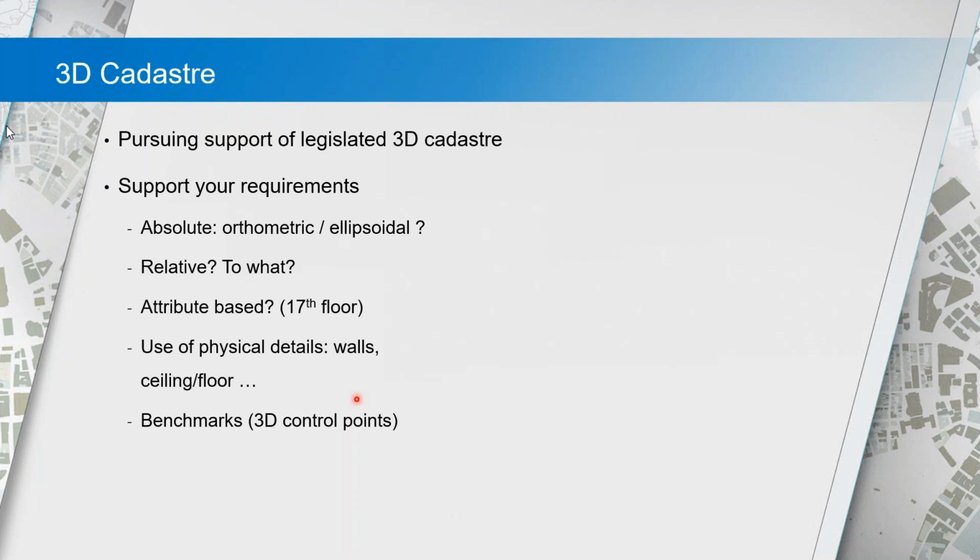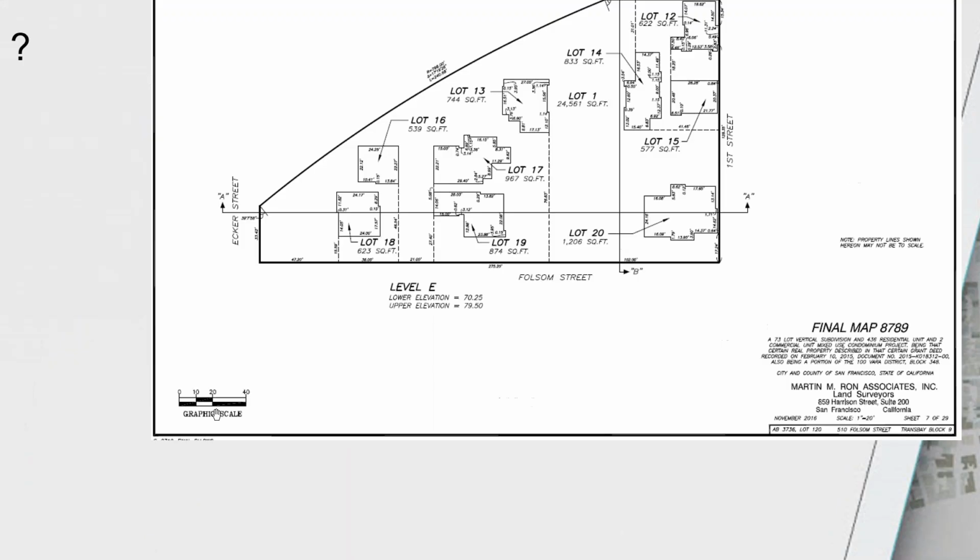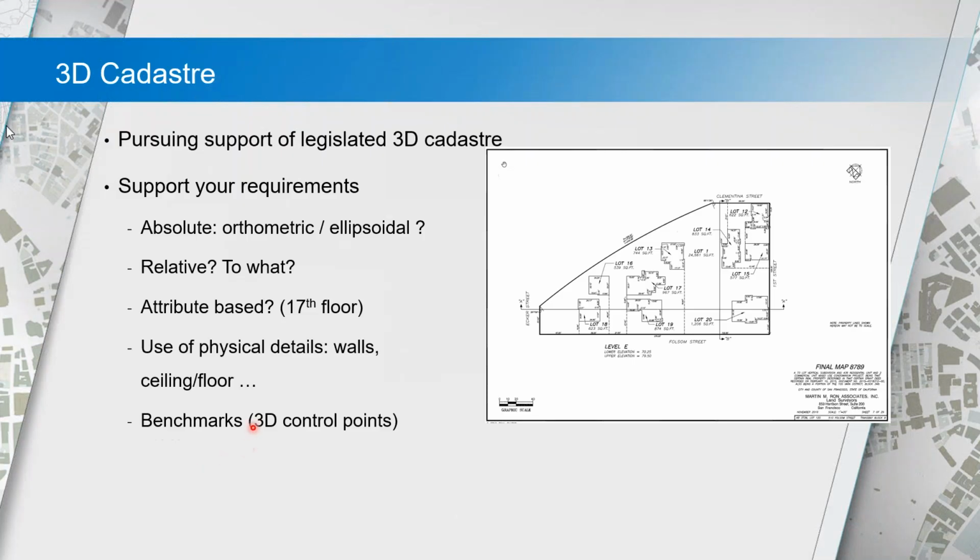So let's take an example of where we're trying to head with this. If we take a look at, say, a certain plat that's 3D, we can actually see that it is defining a lower elevation as 70.25 feet and an upper elevation of 79.5 feet. And then we can also see that each individual lot described on this document has directions and bearings as we go across here. So we can take this and enter this into the fabric.